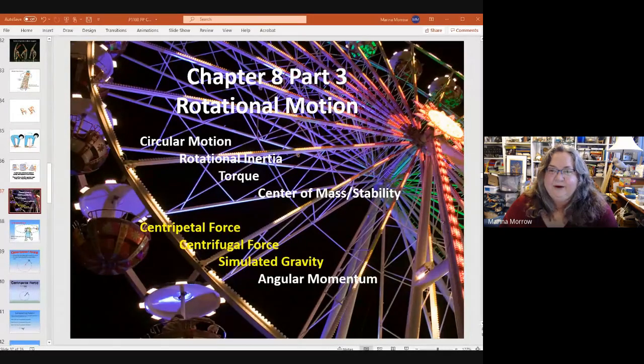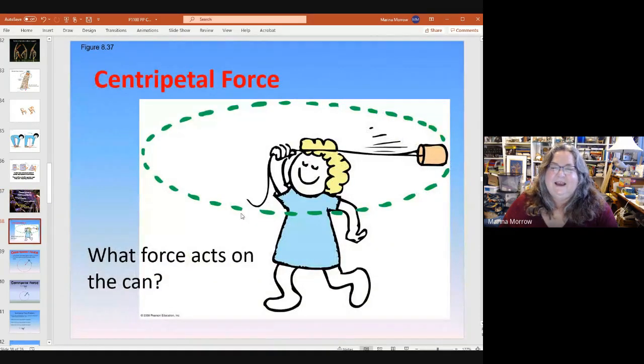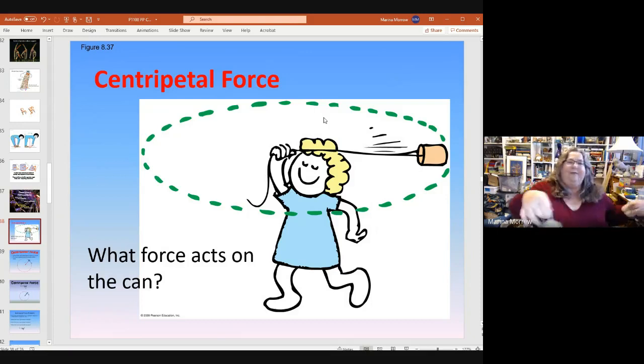Okay, so in part 3 of chapter 8, we're looking at centripetal force, centrifugal force, simulated gravity. So the idea is that a centripetal force is a force that causes objects to go into orbit, basically, to go in a circle. So this time the entire object is revolving around a point. You could think of a yo-yo that you're swinging around, a ball on a string. Well, what force is there when you are swinging a ball around?